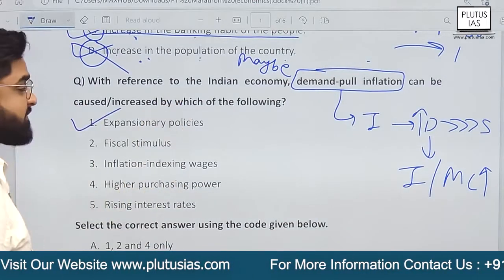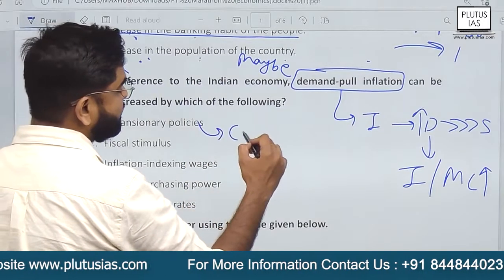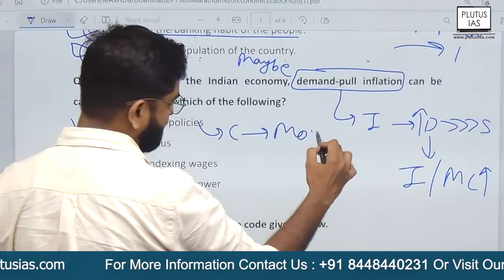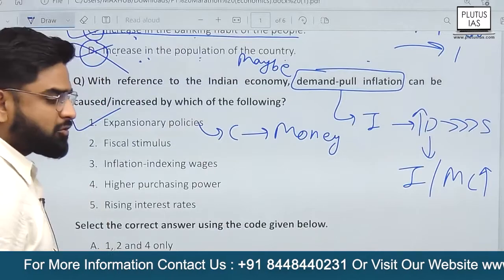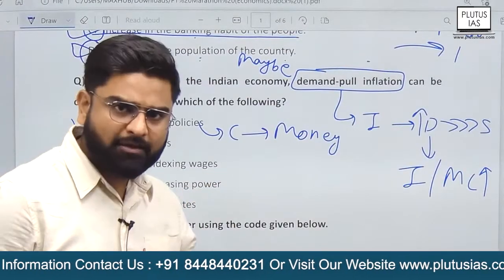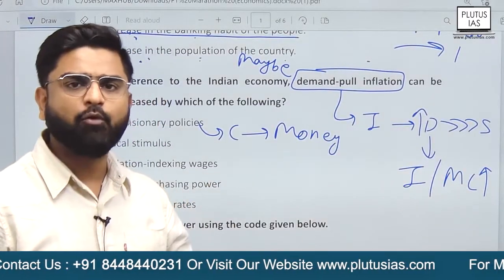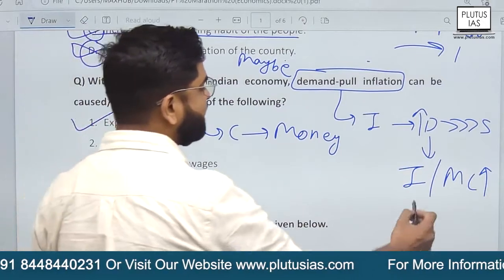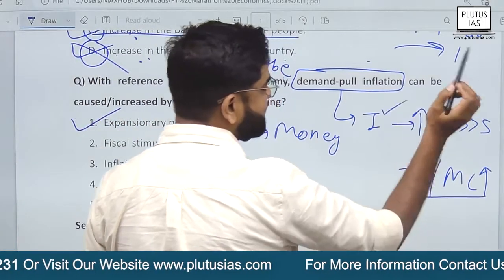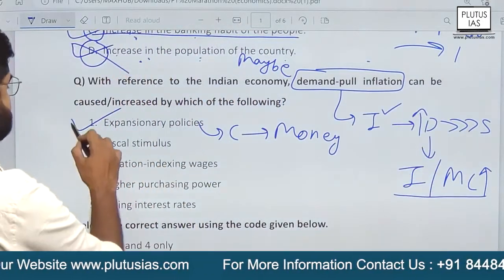Expansionary policies. Expansionary policies mean the central bank will give more money to the banks to lend. The central bank has given more money to the banks to lend. It simply means the banks have more money to lend, which means the money available with the people will increase, and inflation will surely increase. So this is a right statement.